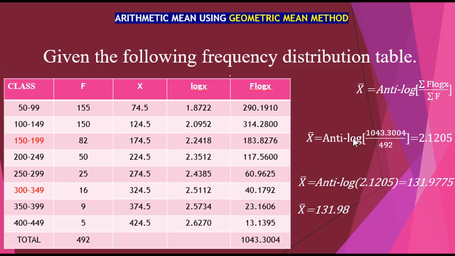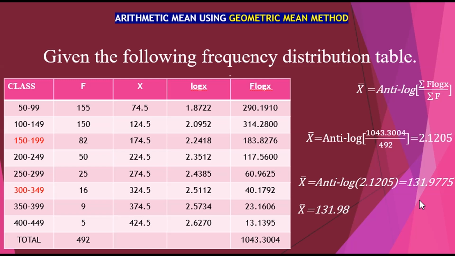X bar is equal to anti-log of 1043.3004 all over 492, giving us 2.1205. Then we are going to look for the anti-log of this value. Our x bar is going to be the anti-log of 2.1205, giving us 131.9775. Therefore, our x bar is equal to 131.98. We have rounded it to 2 decimal places.